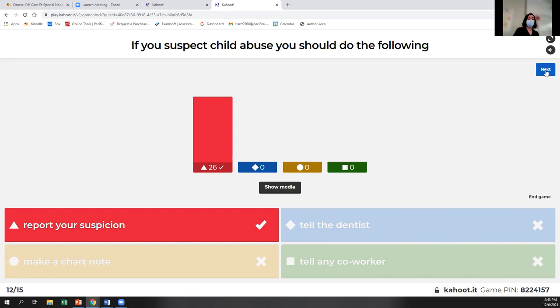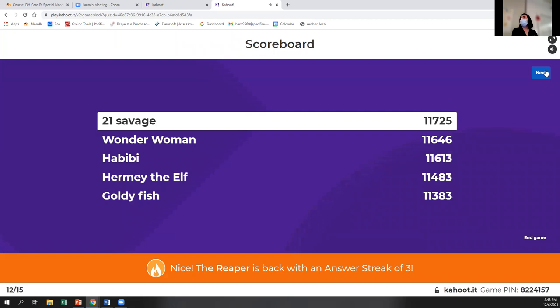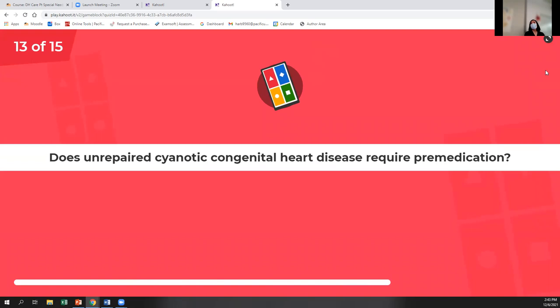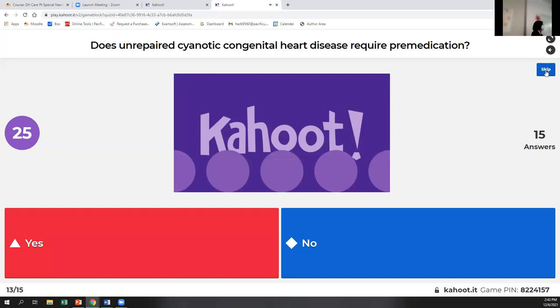So it's reporting. And then here's the one: does unrepaired cyanotic congenital heart disease require premedication? I didn't feel like this was a term that would just pop into your mind. Cyanotic congenital heart disease require premedication? The answer is yes. So that's a tricky one.